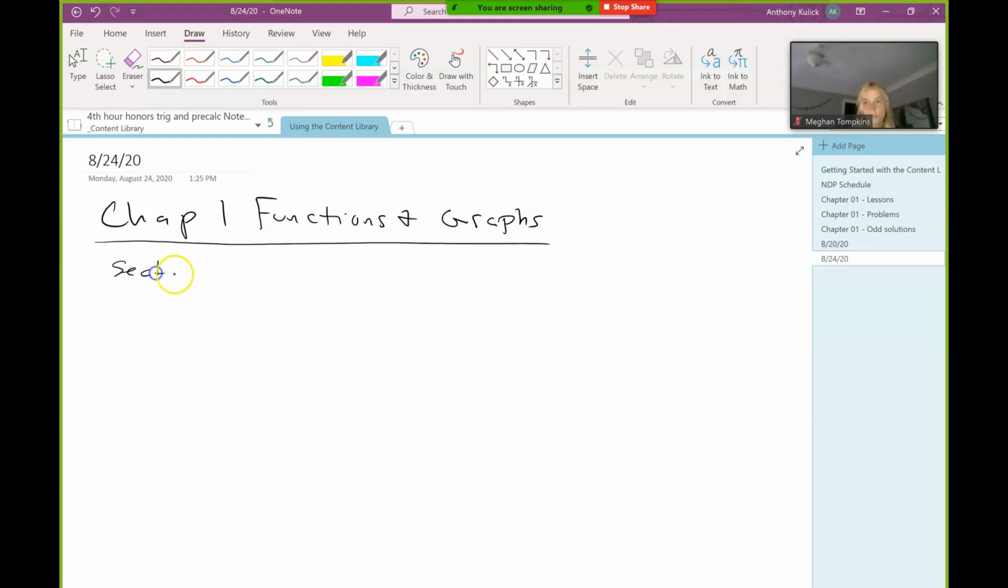So the first section is specifically on functions. Let's just start with a definition of what we mean by function. Does anybody remember what a function is from your Algebra 3-4 class last year?